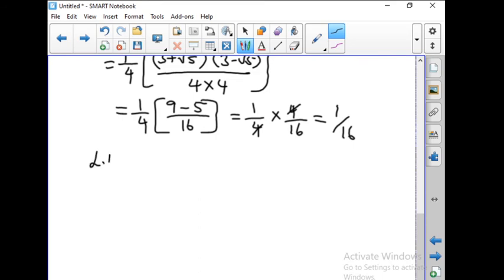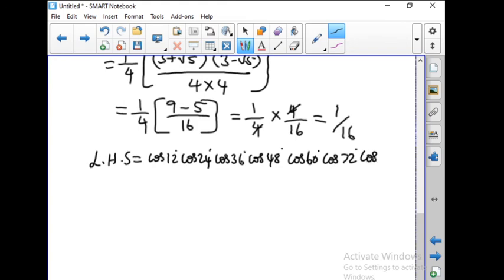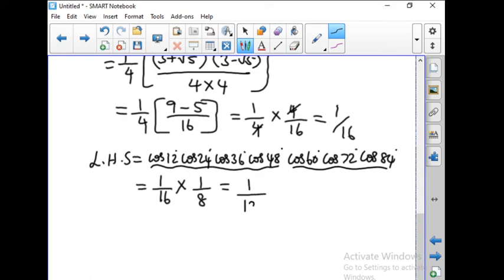Now let us take LHS. LHS is equal to cos 12, cos 24, cos 36, cos 48, cos 60, cos 72, cos 84. Isn't it? So we can take the value for this. Up to this you are getting the value as 1 by 16, into, for these 3 we got the value as 1 by 8. So your answer is 1 by 128. So that is equal to RHS, hence proved.